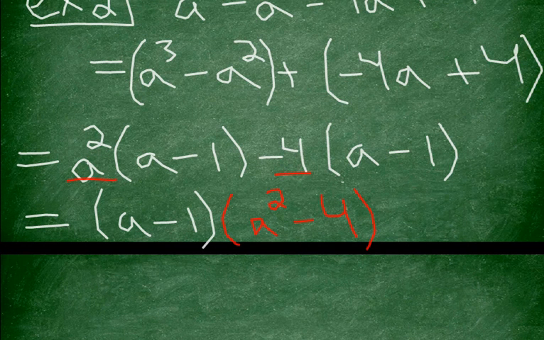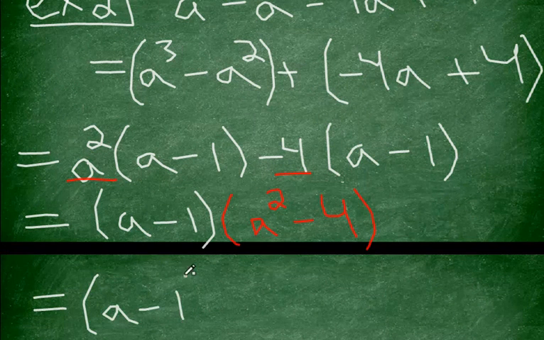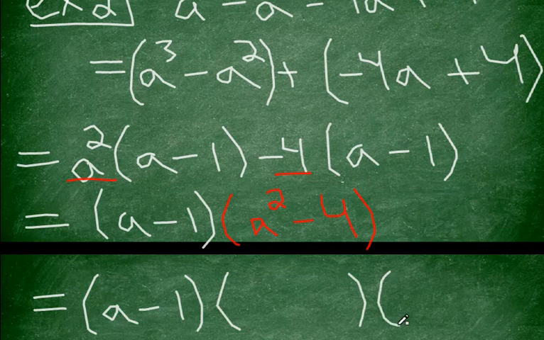Now, this is an interesting problem. If you look at this, what is special about a squared minus 4? Think about the last video. That is a difference of perfect squares. So I actually have to do one last step. Again, if you need to review that, go back to the last video.